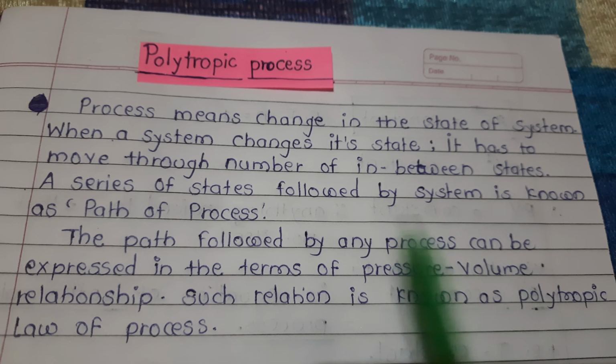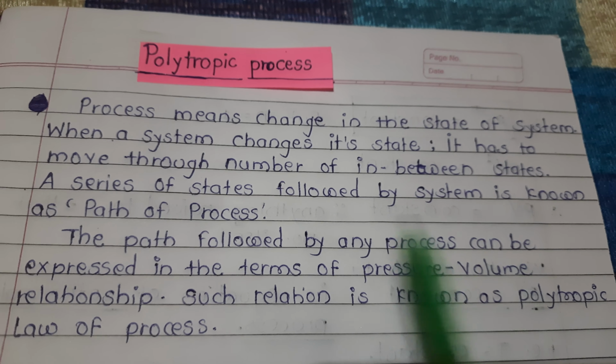In general, PV^n = constant, where P is the pressure, V is the volume, and n is the polytropic index. Different processes correspond to different values of the polytropic index. Hence, each process is a specific type of polytropic process. See, PV^n = constant.